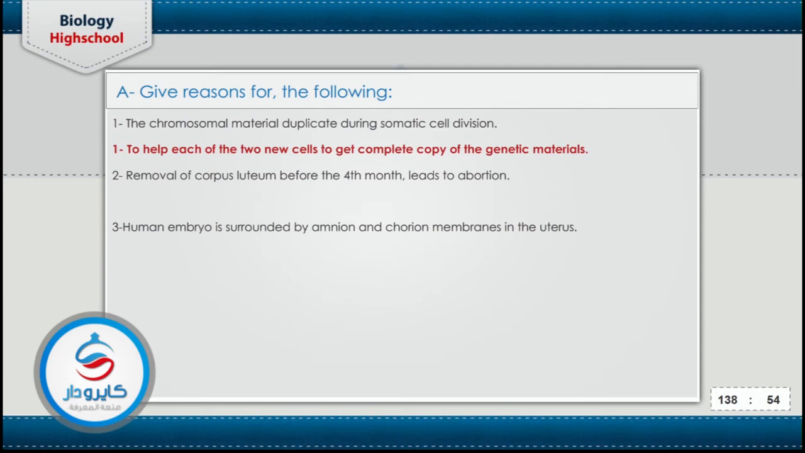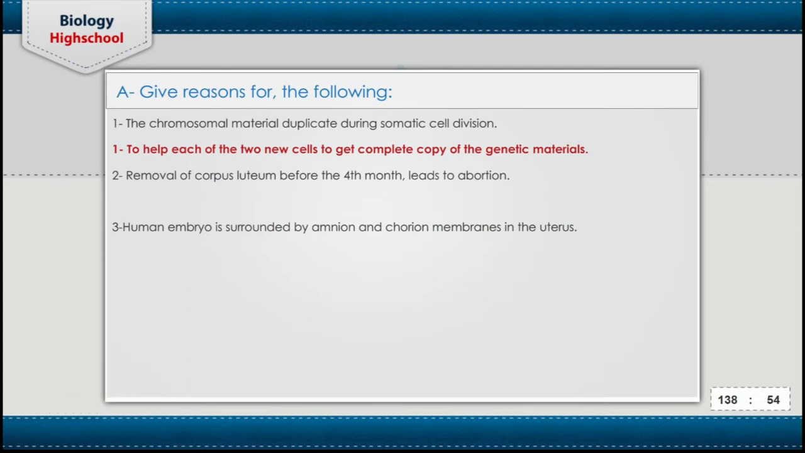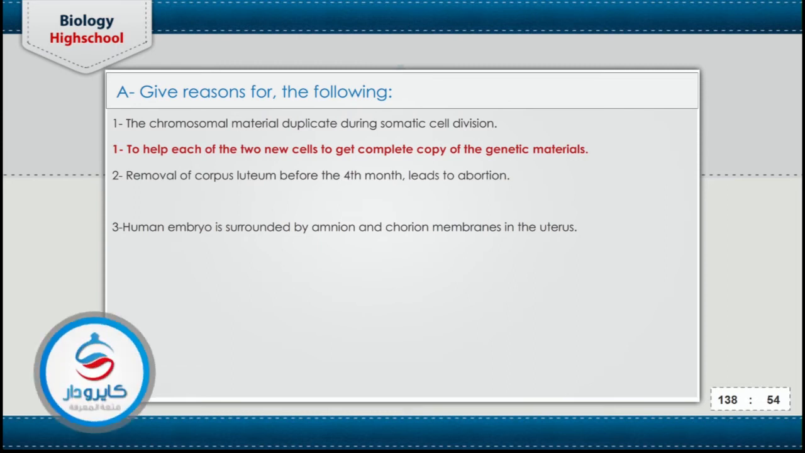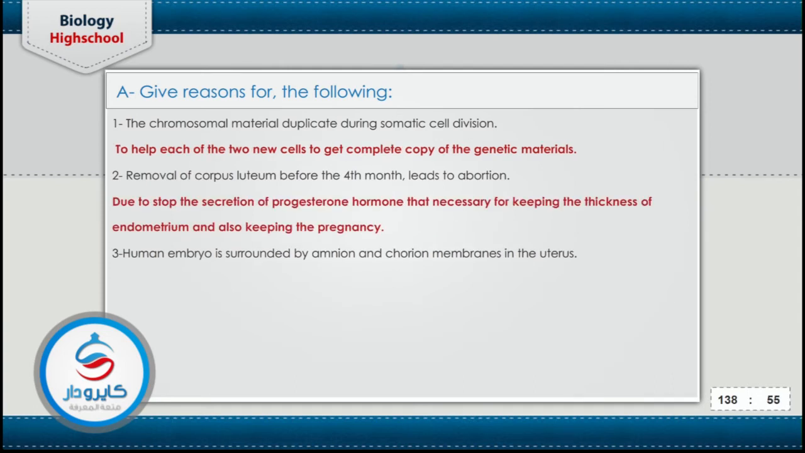Removal of corpus luteum before the 4th month leads to abortion. We understand that the corpus luteum is responsible for the secretion of estrogen and progesterone hormone, which is responsible for supplying the endometrium with blood capillaries and also adheres the endometrium in the uterine muscles. The endometrium also grows due to the presence of the estrogen and progesterone hormone. So the removal of the corpus luteum before the 4th month leads to abortion due to the absence of the estrogen and the progesterone hormone.